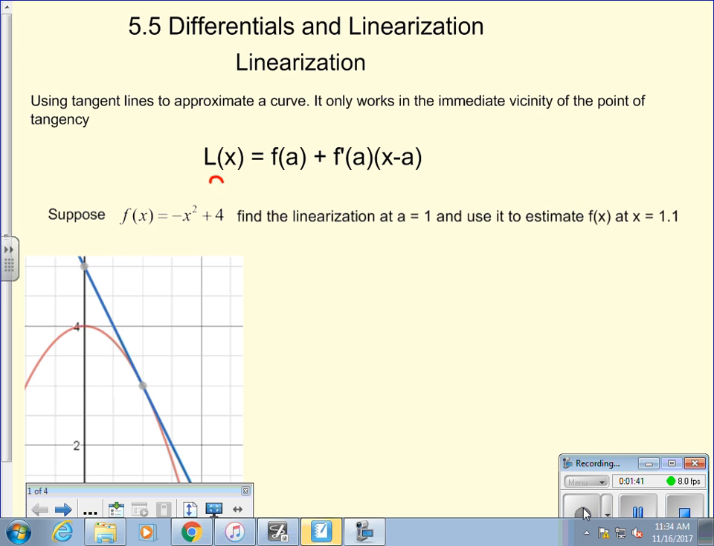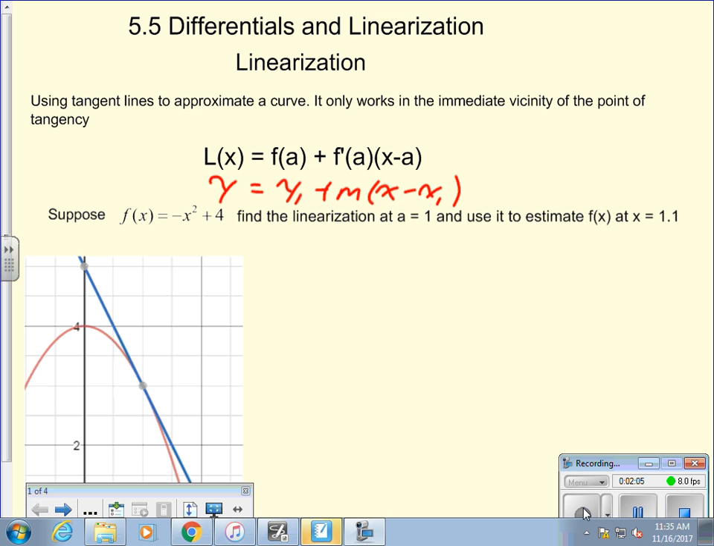So you have y equals y sub 1 plus the slope times x minus x sub 1. That's all it is. It's a rearrangement of the point slope version of the line, which is a tangent line, y equals. That's what linearization is. Okay, so what do you need to write a line? You need three things: x coordinate, y coordinate, and slope.